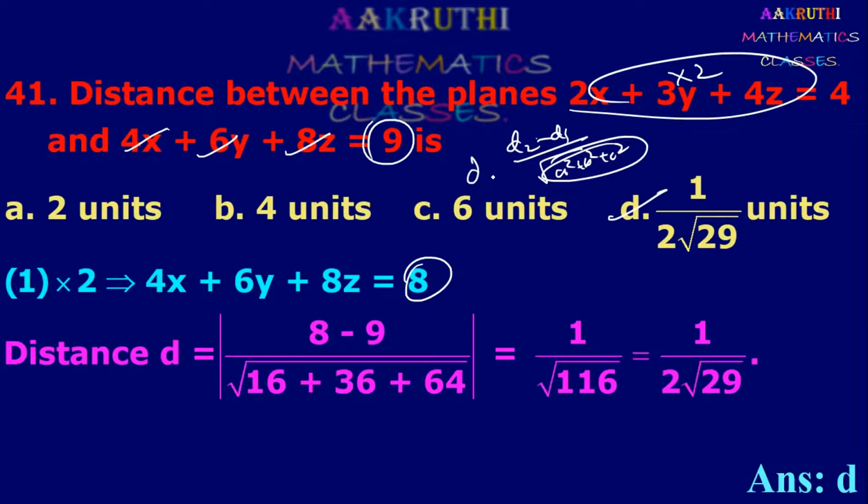So here the formula is: distance between two parallel planes is mod of d2 minus d1 divided by root of a square plus b square plus c square. So remember this formula. It is the distance between two parallel planes.